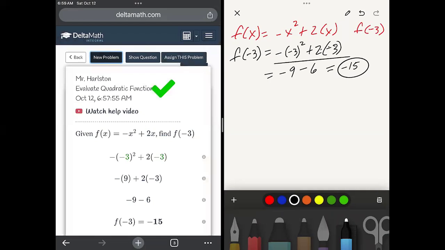All right, I hope that helps you. Basically, whenever they give you an input, wherever you see that x value or that variable, you're going to replace it with that input. Put it in parentheses, that's important.